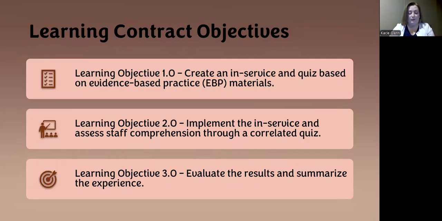The learning contract objectives are: the first one is to create an in-service and quiz based on evidence-based practice materials. Learning objective 2 is to implement the in-service and assess staff's comprehension through a correlated quiz. Learning objective 3 is to evaluate the results and summarize the experience.